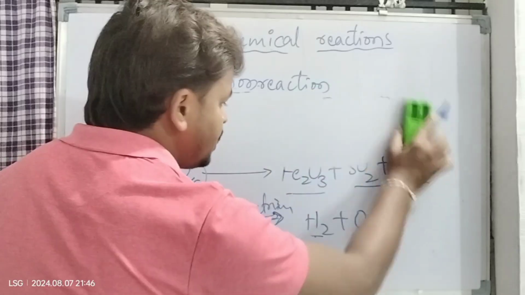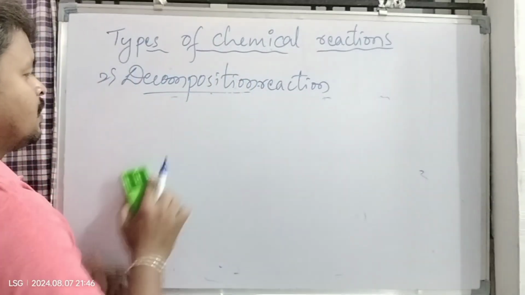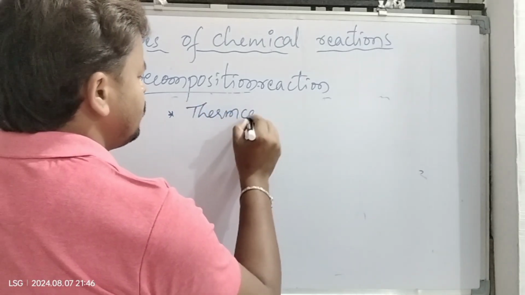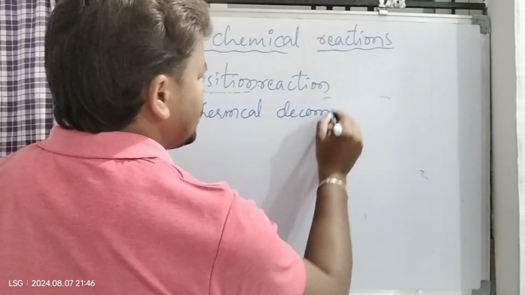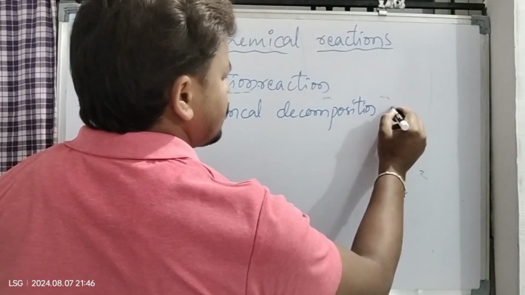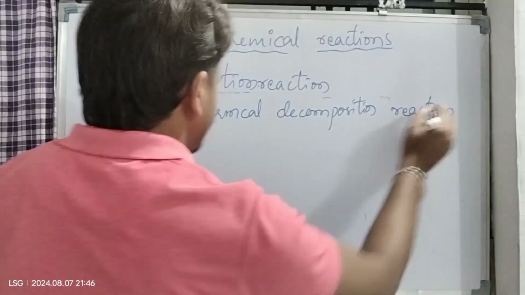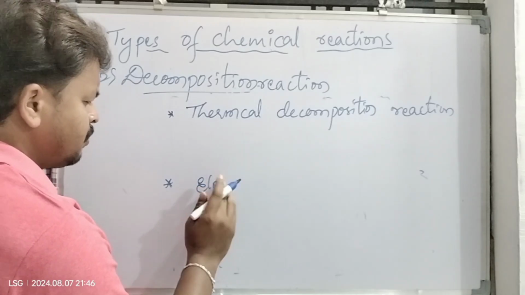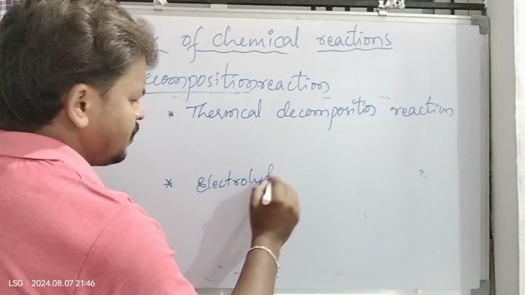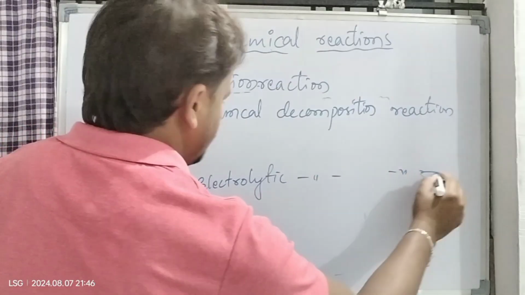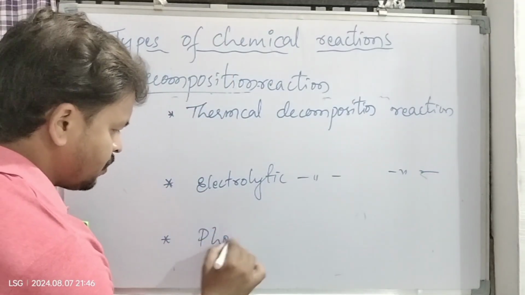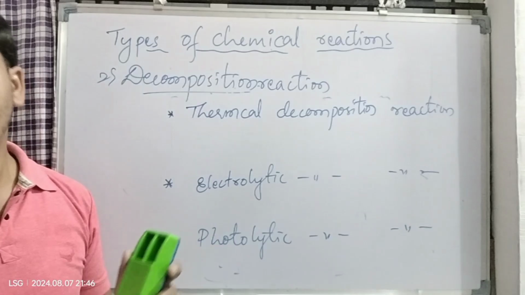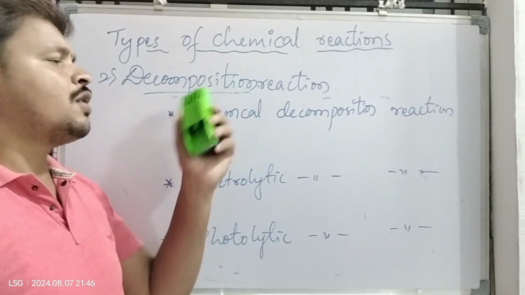In this decomposition reaction, there are three types. How many types are there? Three types. Which are those? Thermal decomposition reaction, and the second type is electrolytic decomposition reaction, and the third one is photolytic decomposition reaction. These are the types of decomposition reaction.